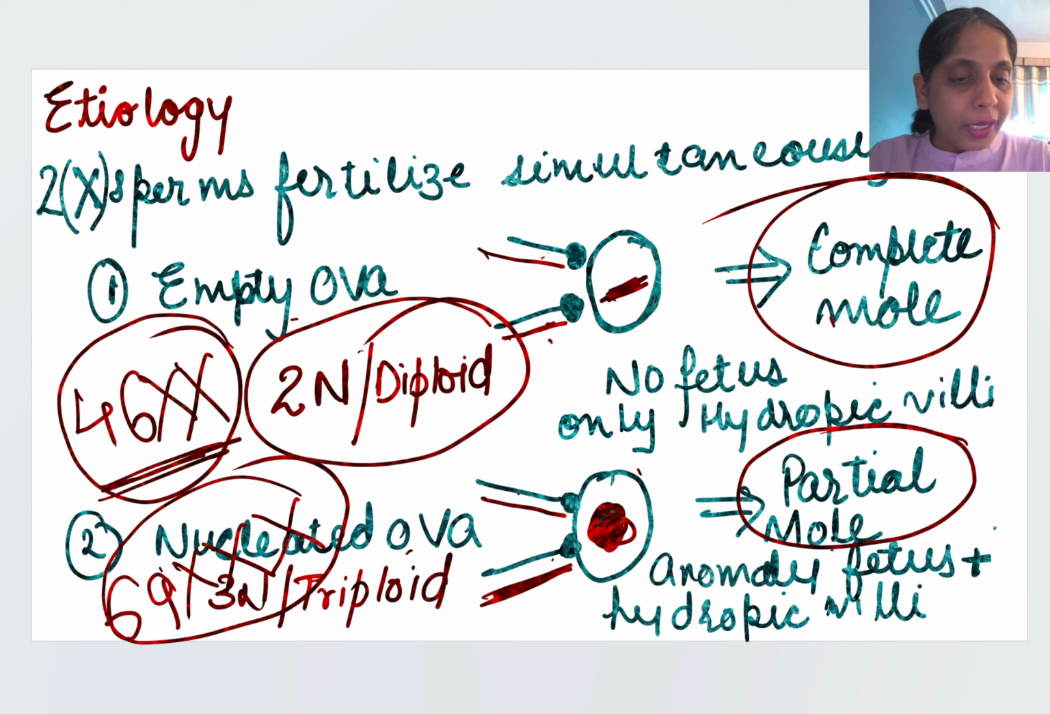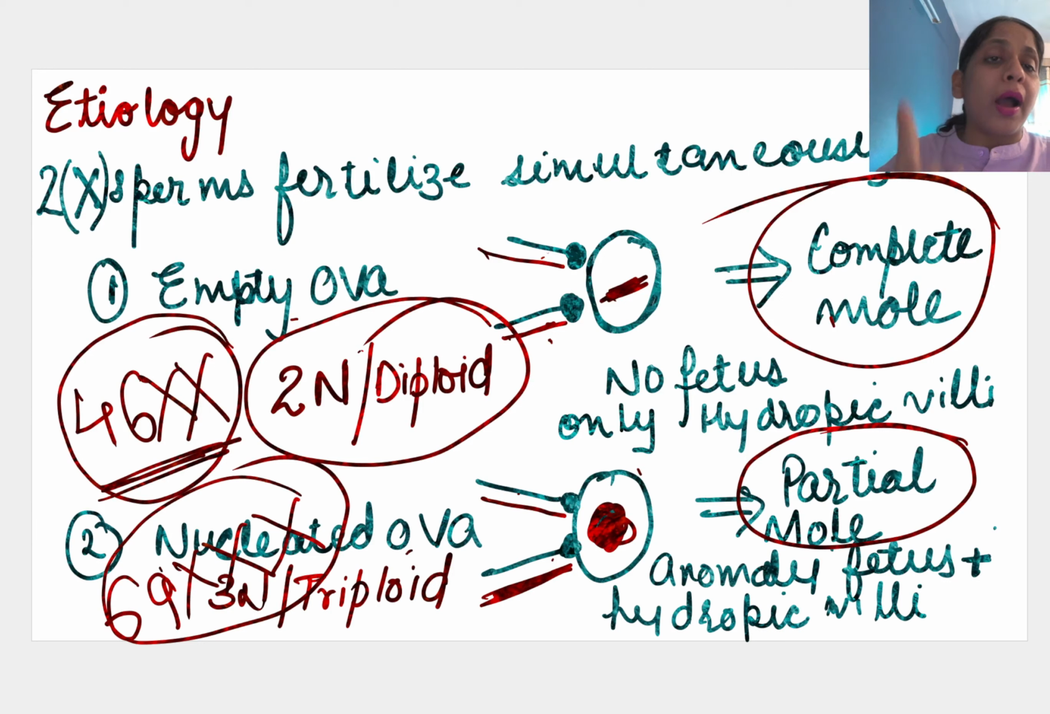Okay, one more thing was left: all the genotype, all the genes in this 46XX are paternal, because the ova was empty. Complete mole means no fetus, only hydropic villi, only those two sperm nuclei are there, and sperms are paternal. So this whole 46XX is paternal.